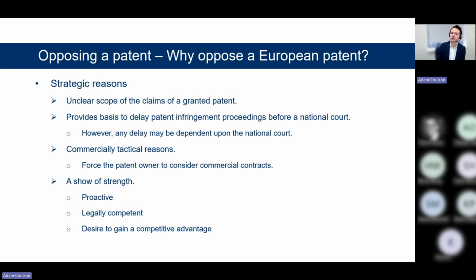However, this practice does differ depending on the national court where the infringement proceedings have been brought. For example, in the UK and Italy, the courts generally consider that a stay of national proceedings is the default option if a patent is being opposed at the EPO, unless there are strong reasons not to. In Germany, German courts are less likely to stay infringement proceedings unless they consider it highly likely that the patent will be revoked by the EPO.